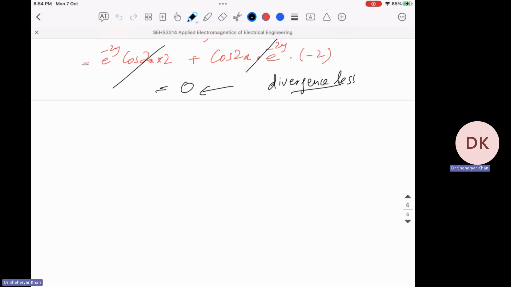How to find out the volume charge density? Yes, simple. Take the divergence. That's it. Yes, del dot D is your answer.